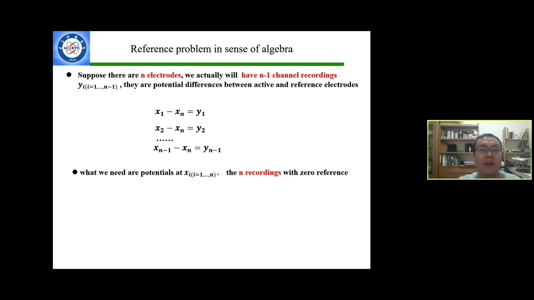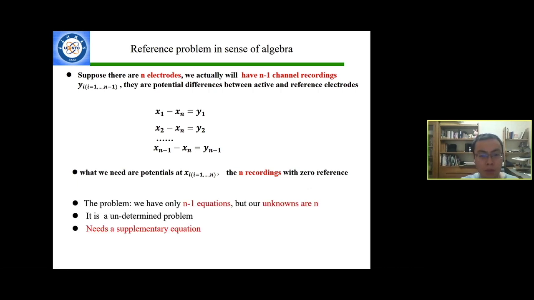Suppose there are n electrodes, we actually have n-1 channel recordings yi, where i equals from 1 to n-1. They are potential differences between active and the reference electrodes, and we can get these equations. And what we need are potentials xi, the n recordings with zero reference. The problem is that we have only n-1 equations, but our unknowns are n. It is an undetermined problem and needs supplementary equations.